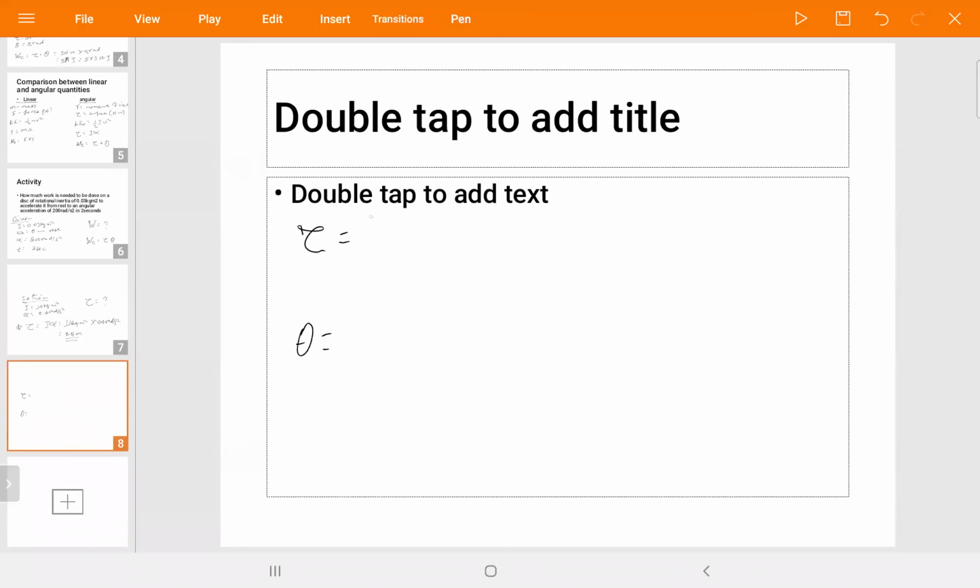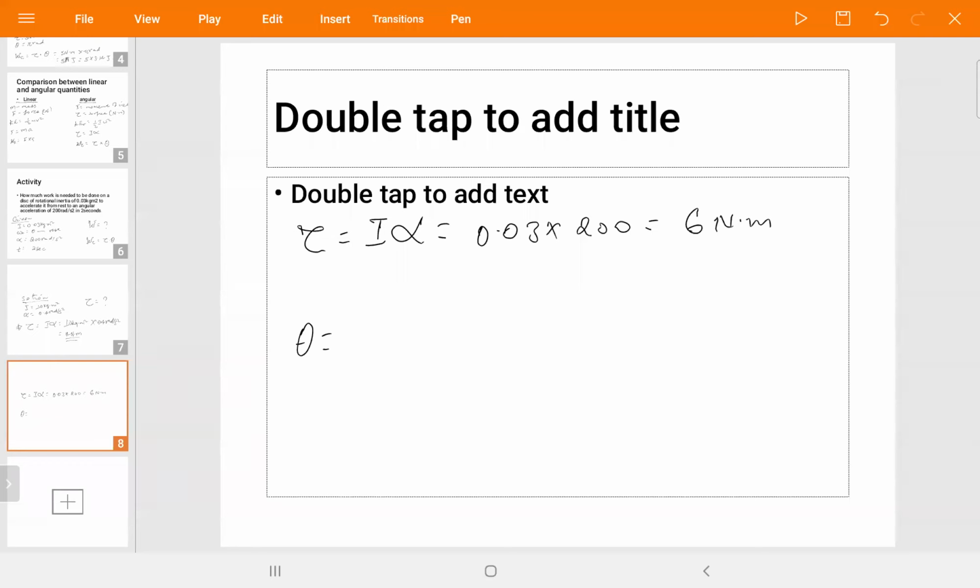To get this, we have to take the product of the moment of inertia of a body times the angular acceleration. Two of them are given. The inertia is 0.03 and the acceleration is 200, and it becomes 6 Newton meter.